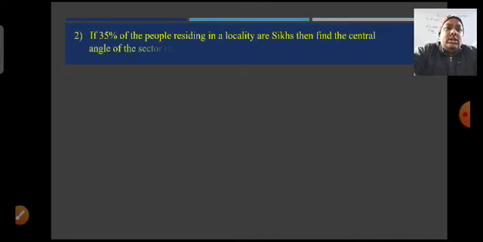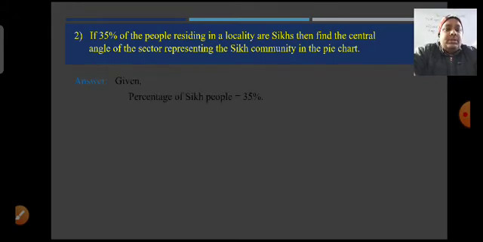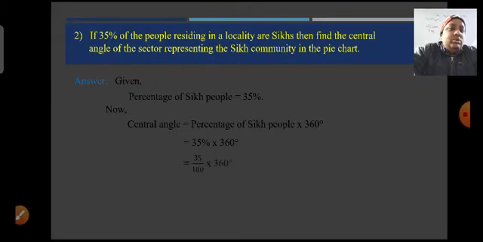Let's see the next question. If 35% of the people residing in a locality are sick, it is in percentage here, and we have to find the central angle of the sector. So we know the formula. At first let's write what is given: the percentage of sick people is 35%. Now we can say that the central angle is equal to the percentage of sick people into 360, by 100 also we will write. So at first we will write 35% into 360. Now if we convert the percentage into 1 by 100, then it will be 35 by 100 into 360.